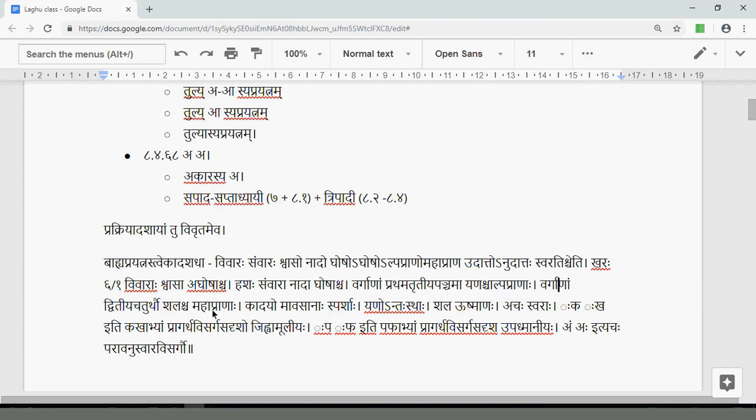Varganam dvitiya chaturthu shalascha mahapranaha. Mahaprana means more breath is needed, for what? For the dvitiya and chaturtha of the varga. So ka kha ga gha nya. In that, kha and gha: you pronounce ga and use mahaprana, you will get gha. You pronounce ka and use mahaprana, you will get kha. So the second and fourth of the class are mahaprana. The prayatna is mahaprana. And shalascha, for shal also.